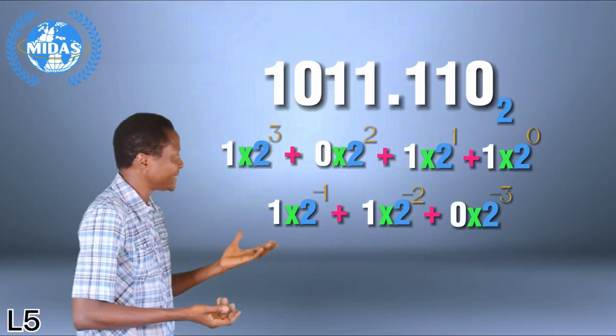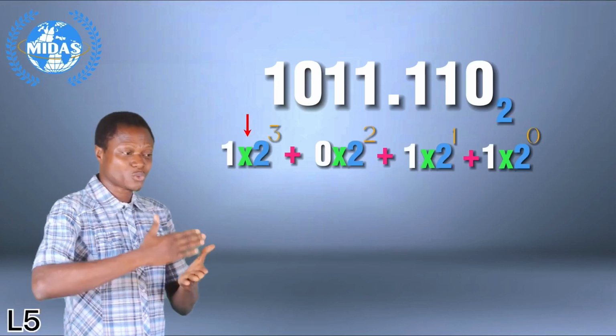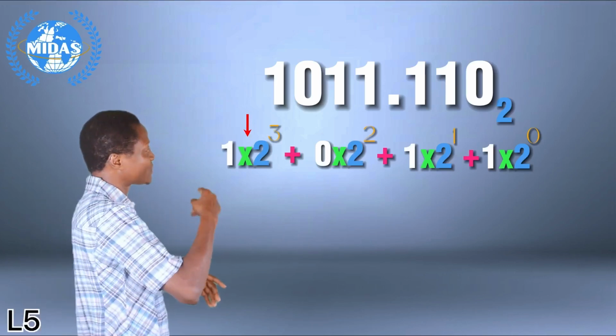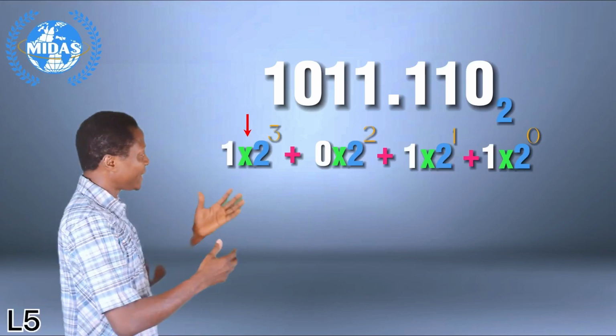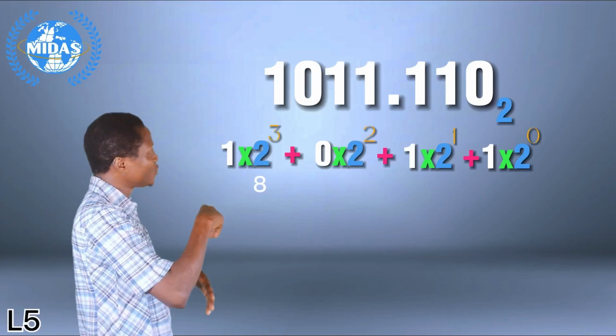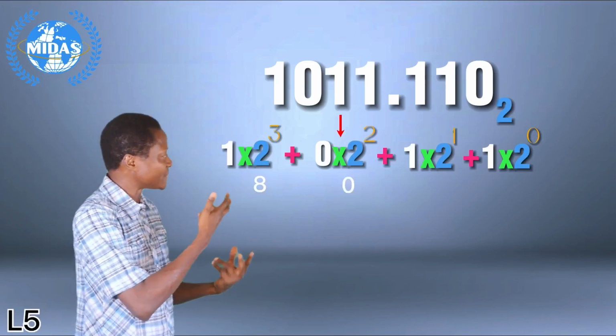So let's simplify. Now we have 1 times 2 raised to power 3. 2 raised to power 3 means 2 times 2 times 2. It means 2 into 3 places. So 2 times 2 times 2 is going to give you 8. 8 times 1 is 8, so we have 8 there, plus 2 raised to power 2 is 4, but 4 times 0 is 0, so plus 0.